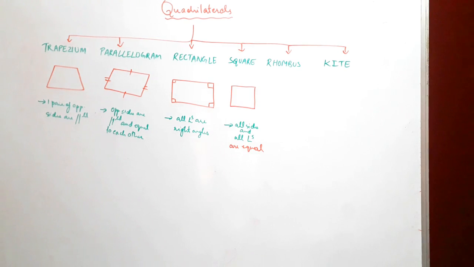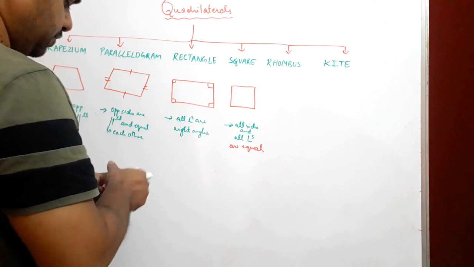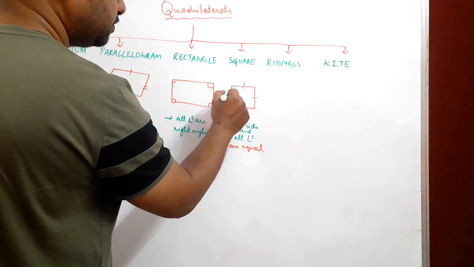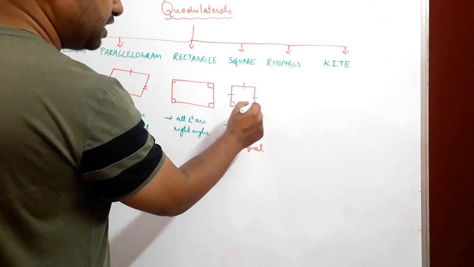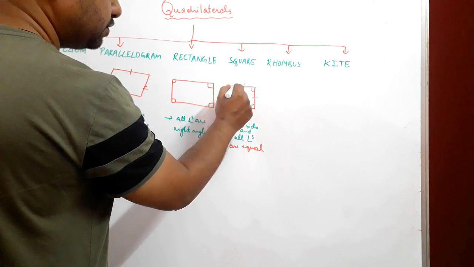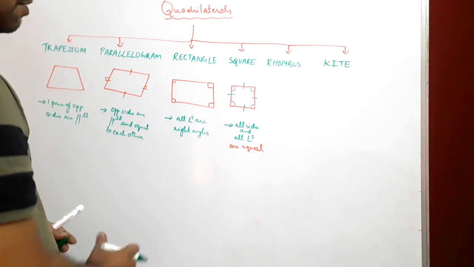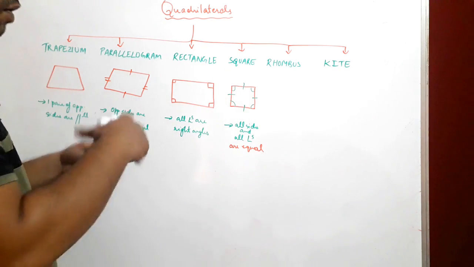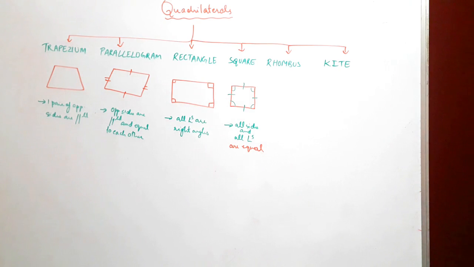Coming to the square. A square has all four sides equal to each other. So if we take this side, it is equal to this side, equal to this side, equal to this. All four sides are equal and all four angles are equal to each other. In fact, they also come to 90 degrees. But this is the main distinguishing feature of a square, that all sides and all angles are equal. Next we have the rhombus.